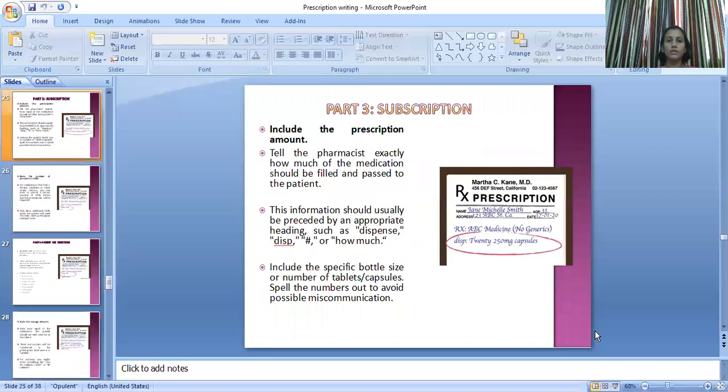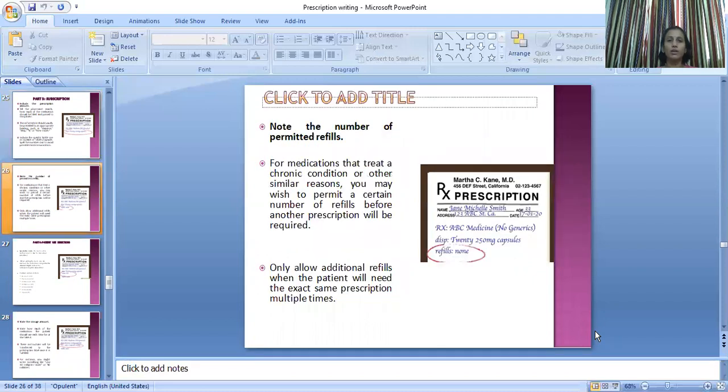Then include the prescription amount. Tell the pharmacist exactly how much medication should be filled and passed to the patient. This information should be preceded by an appropriate heading such as dispense or how much. Include the specific bottle size or the number of tablets or capsules, and spell the number out to avoid possible miscommunication.